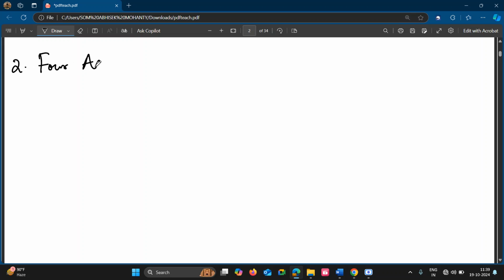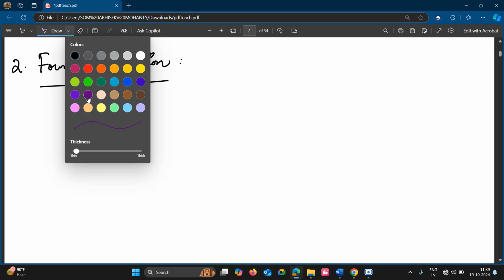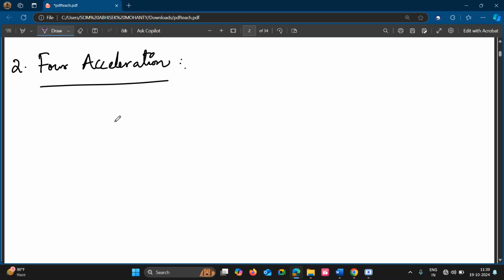4 acceleration. 4 vector we have studied already, right? Now it's 4 acceleration. Okay, we'll study now 4 acceleration. Let's see what is 4 acceleration. So again, in a covariant formalism, we can say 4 acceleration. Again, it can also be called world acceleration vector.